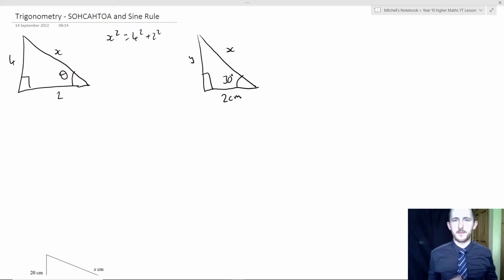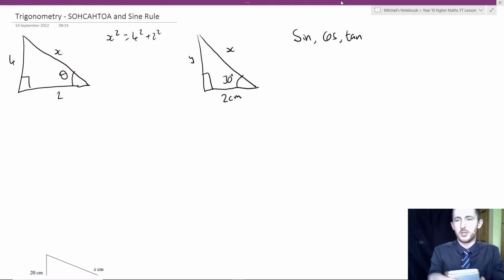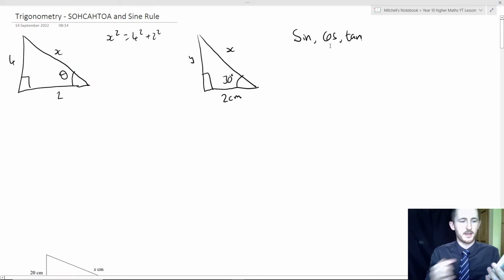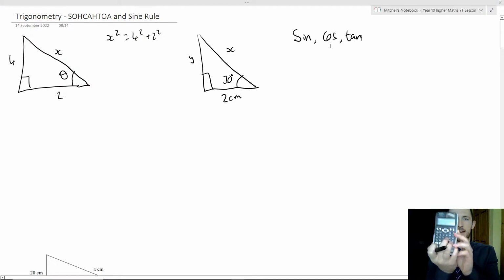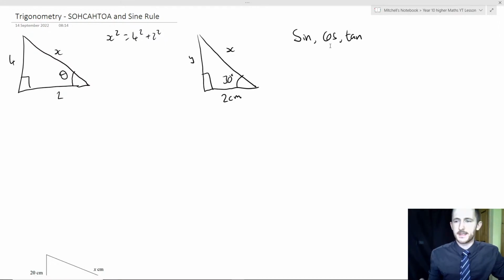Well, that's when we use something called trigonometry. In terms of trigonometry, there are three things that you may have seen on your calculator. We have sine, cos, and tan. If you have a look at your calculator, you should see sine, cos, and tan buttons somewhere on it. For mine, it's just over there. And that's what we're going to be using.